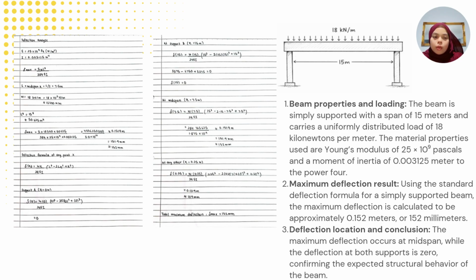Using the standard maximum deflection formula for a simply supported beam, the maximum deflection is calculated as approximately 0.152 meters or 152 millimeters. This maximum deflection occurs at midspan, while the deflection at both supports is 0, confirming the expected behavior of the beam.